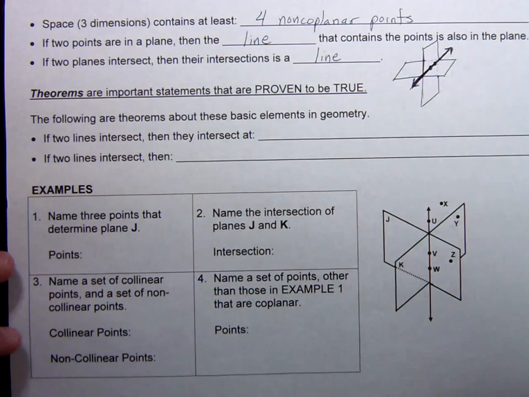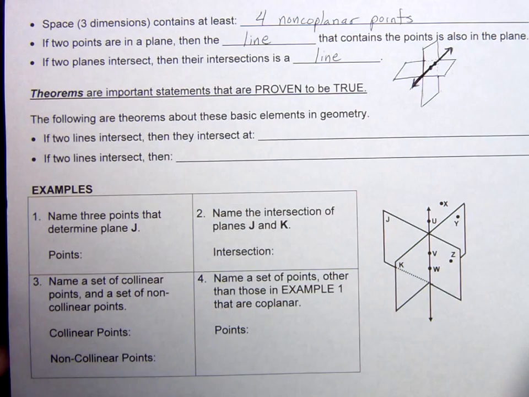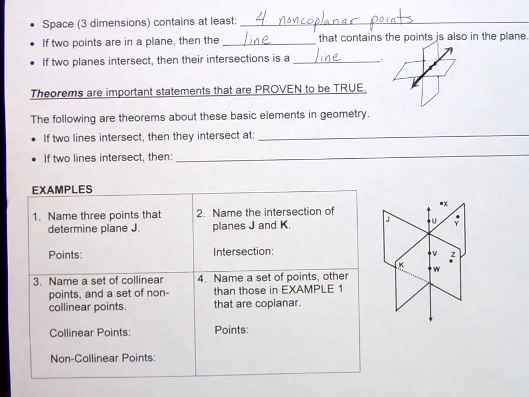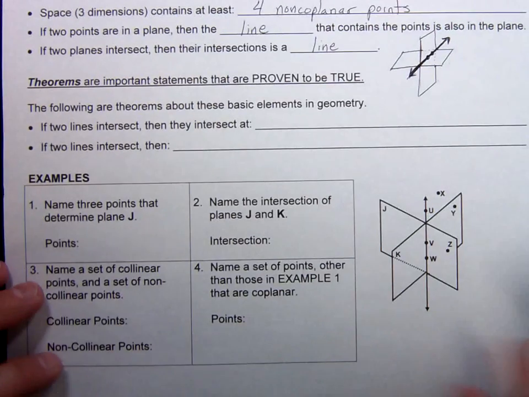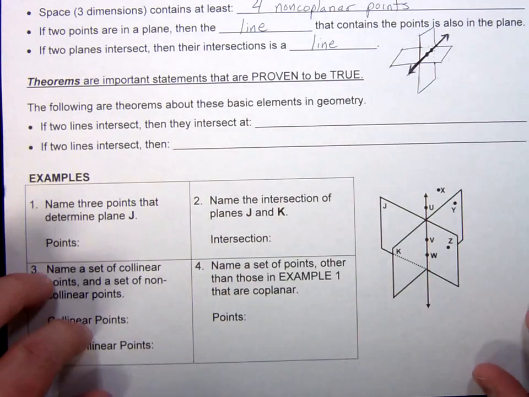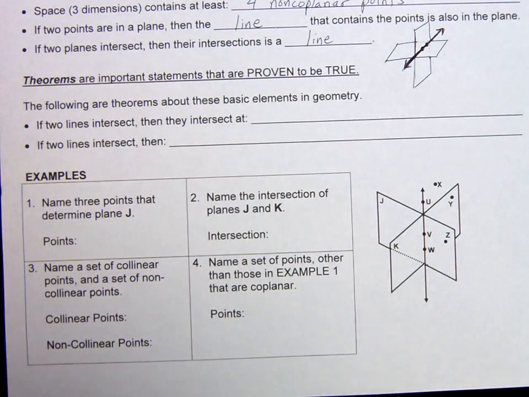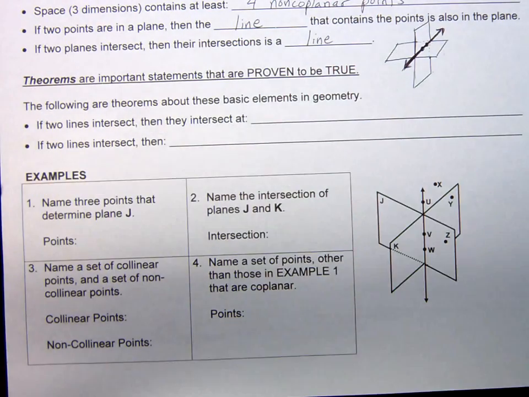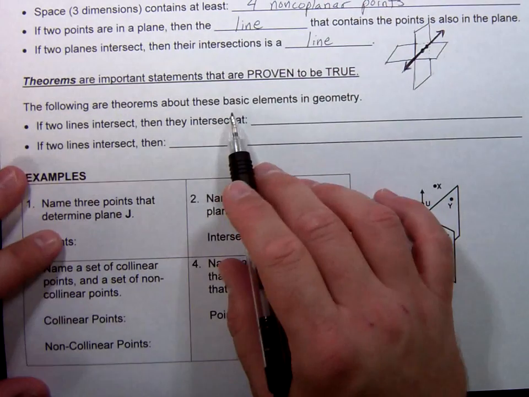Okay, so all of those were postulates, things that are assumed to be true. We got to know that those are all true so we can use those things to prove other things. And those things that we prove are called theorems. Theorems are important statements that are proven to be true. So these things had to be proved, but for us, they've already been proven, so we know that they're true. It's like scientific facts. It's something that's been shown to be true over and over again, and we know these things are true.